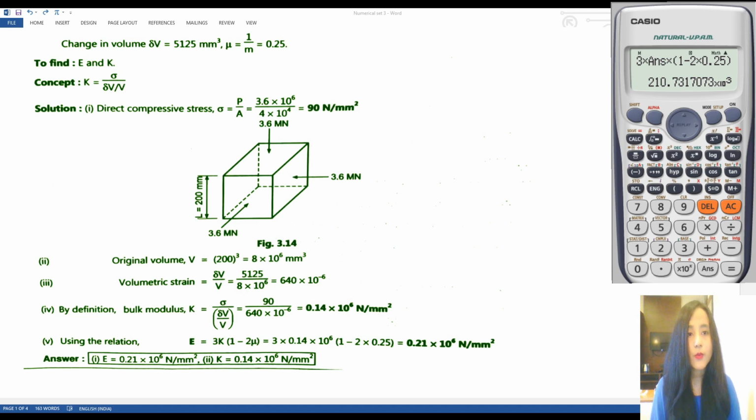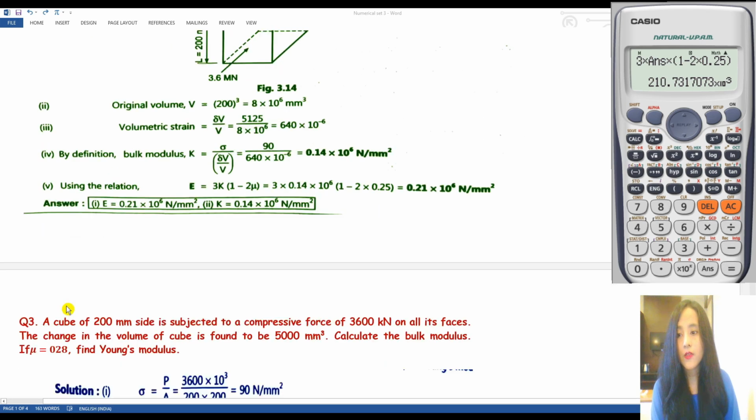The value of E is coming equal to 210.7 into 10 raised to power 3. Again, here they have taken 0.21 into 10 raised to power 6. If you move the decimal point in front of 2, you will also get 0.21 into 10 raised to power 6. So the value is the same. Okay, so I hope this one is also clear.